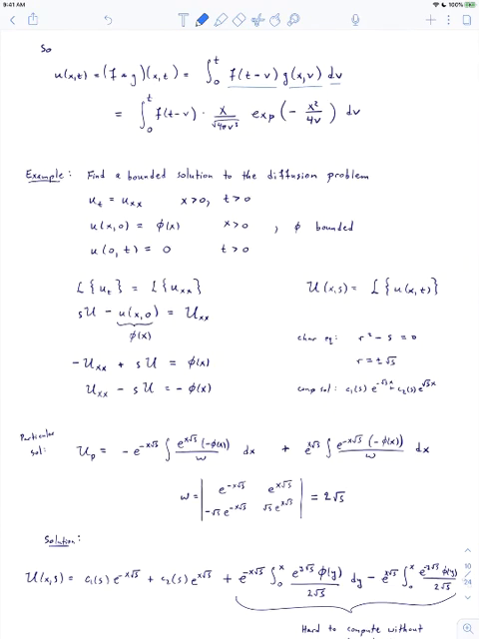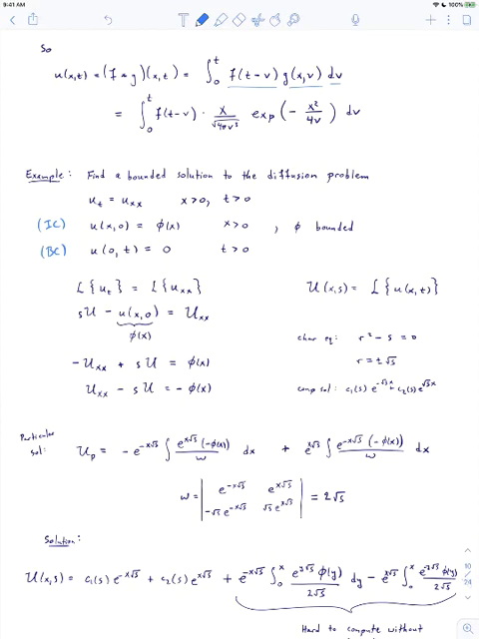So let's look at another example of the diffusion problem. In this case, let's change our initial condition and boundary conditions around. So now we have an initial condition, which is general, and our boundary condition is going to just be 0. But otherwise, it's the same differential equation, u sub t equals u sub xx.